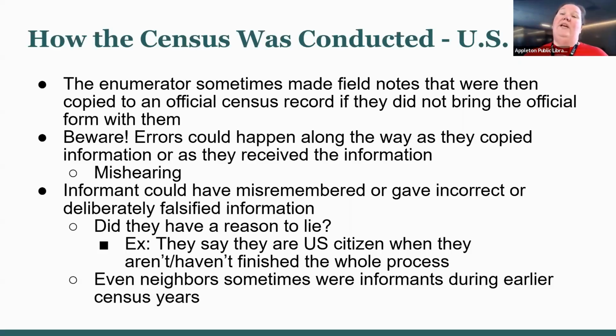Maybe as they copied their information, or maybe as they misheard the information. Maybe somebody's accent was really thick, or our ancestors didn't always know how to spell their name, and maybe the census taker didn't know how to either. So they spelled it out phonetically, or spelled it out how they thought it sounded. So sometimes you're going to find lots of creative spelling. The person providing that information, the informant, could have misremembered.